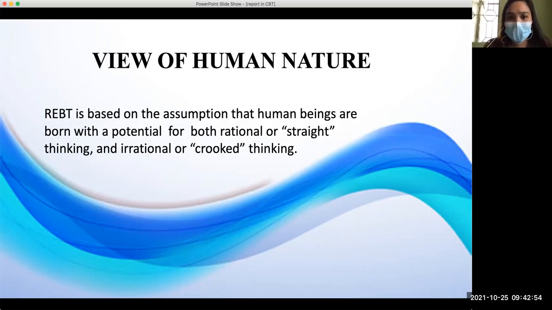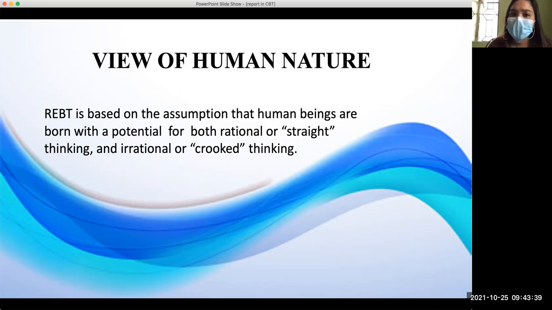So next is the view of human nature. REBT is based on the assumption that human beings are born with a potential for both rational or straight thinking and irrational or crooked thinking. People have a predisposition for self-preservation, happiness, thinking and verbalizing, loving, and self-actualization. Also, people have propensities for self-distraction, avoidance of thought, endless repetition of mistakes, perfectionism, self-blame, and avoidance of actualizing growth potential.